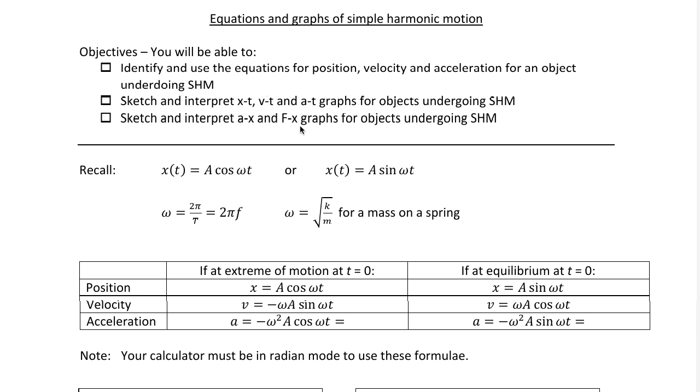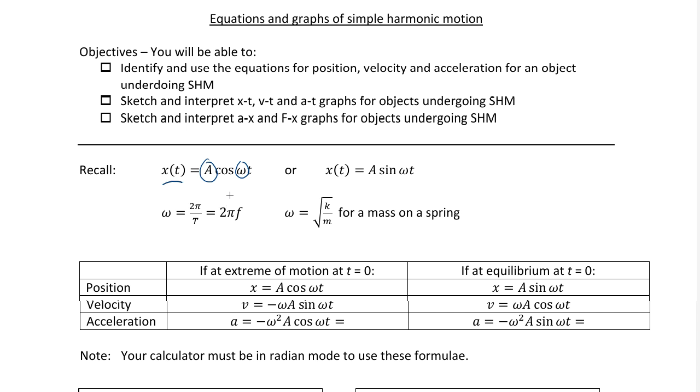This lesson's about equations and graphs of simple harmonic motion, and here are your objectives. In an earlier lesson, we looked at how simple harmonic motion is related to underlying circular motion, and how if we know the angular frequency, omega, and the amplitude, A, of an object oscillating with simple harmonic motion, then we can find its position at any time.